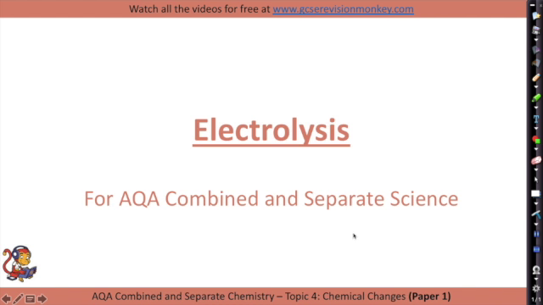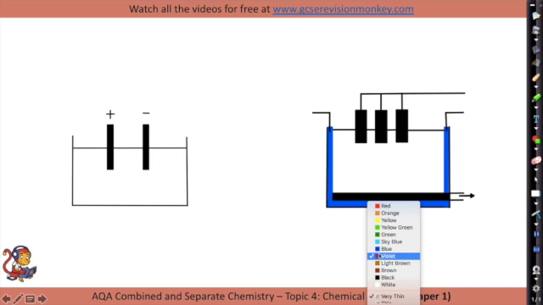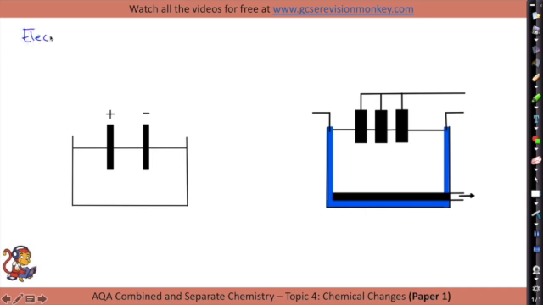Another process in which you can extract metals is called electrolysis. Electrolysis uses electricity to split up compounds. So electrolysis uses electricity to split metal compounds.